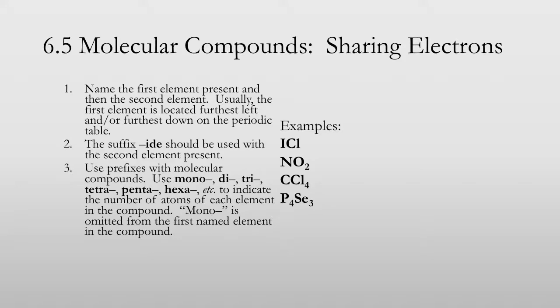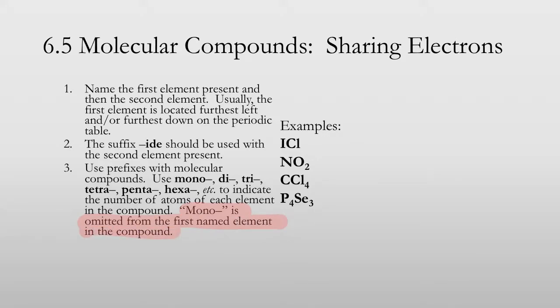And we use prefixes with molecular compounds, such as mono for 1, di for 2, tri for 3, tetra for 4, penta for 5, hexa for 6, hepta for 7, octo for 8, nona for 9, deca for 10, and so on and so forth. We use that to indicate the number of atoms of each element present in the compound. Mono is omitted from the first named element in the compound. So if the first element has only one atom of itself, you don't put mono.